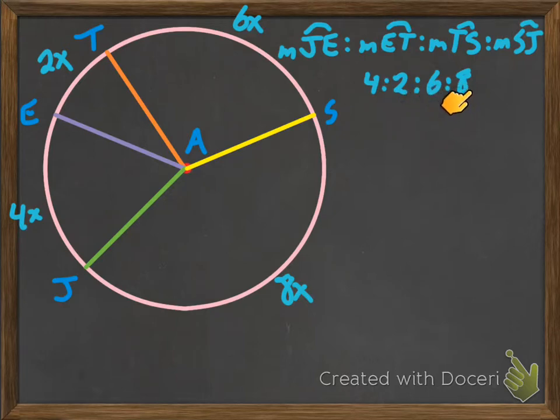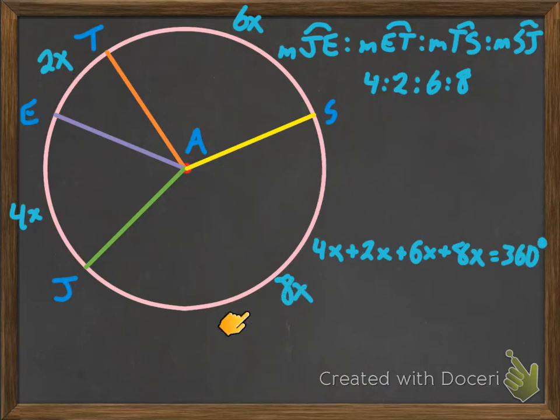How many parts do we have in all? Well, if we add those up, we have 4, 6, 6 plus 6 is 12, plus 8 is 20. So there's 20 parts here. Right? But what is each part? Well, 4x plus 2x plus 6x plus 8x equals 360 degrees, right? So I know all of these parts have to add up to 360.